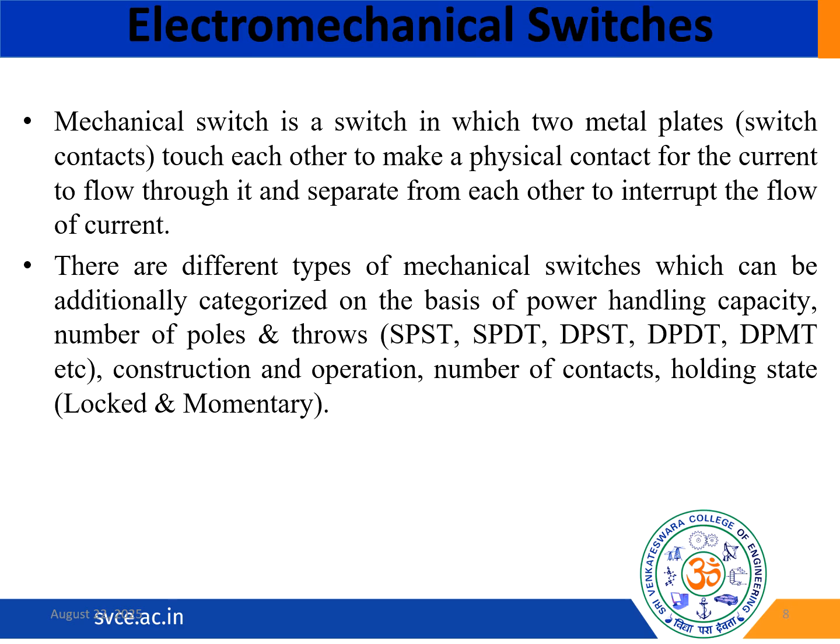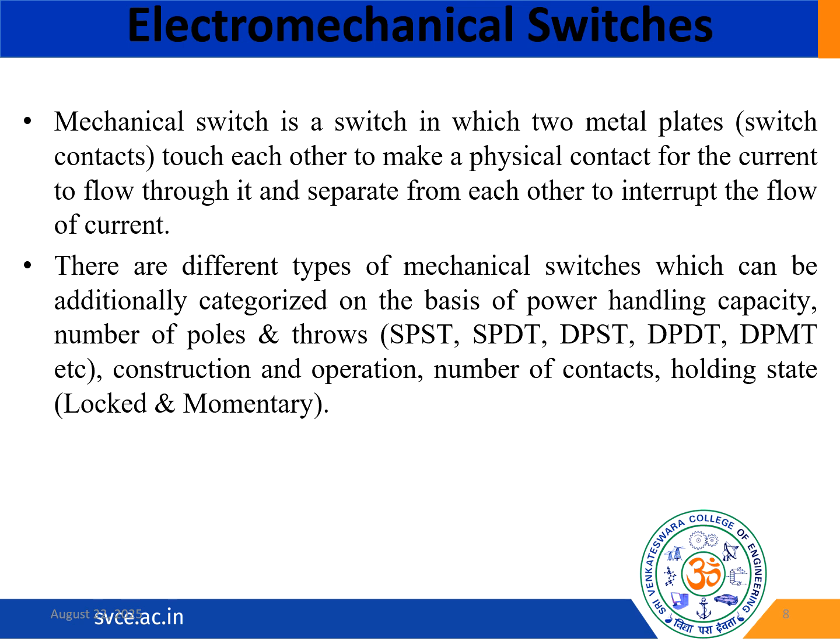Okay, so now we are going to see what is meant by electromechanical switches. First you have to understand what is meant by an electromechanical switch. It operates physically by bringing two conductive plates together. Both plates come in contact with each other and allow current flow, and it separates them to interrupt the circuit. A mechanical switch is a switch in which two metal plates touch each other to make a physical contact for the current to flow through it, and separate from each other to interrupt the flow of current. This tactile mechanism provides a reliable and intuitive means of controlling electrical connectivity.